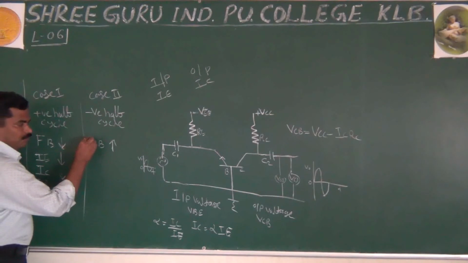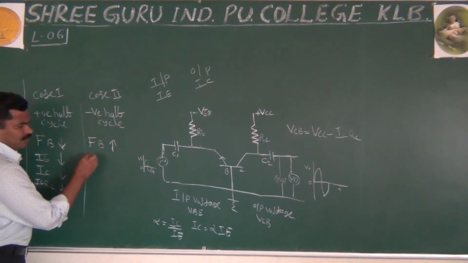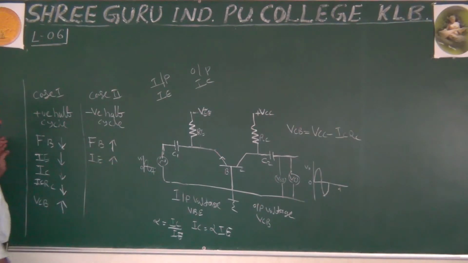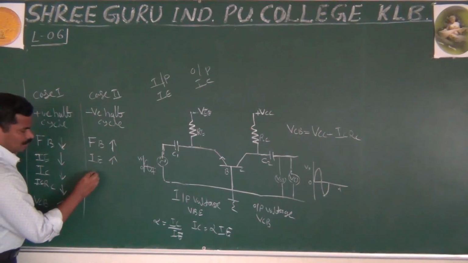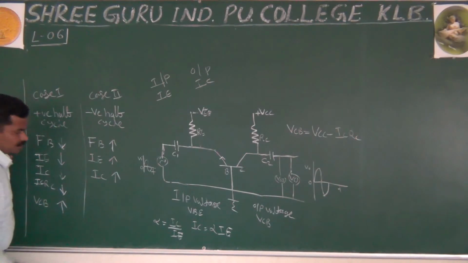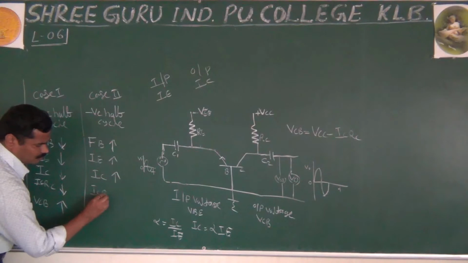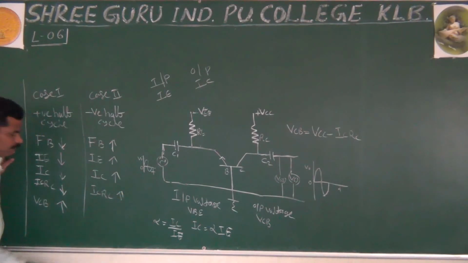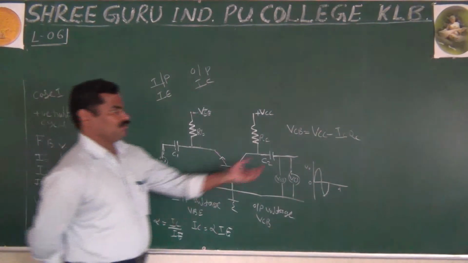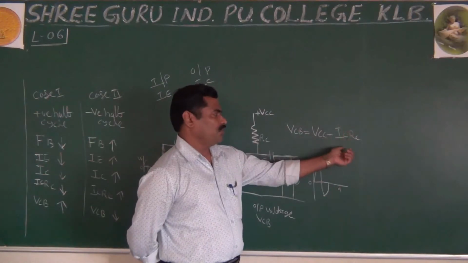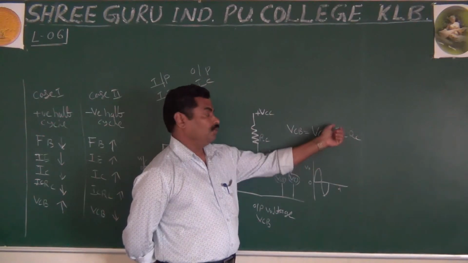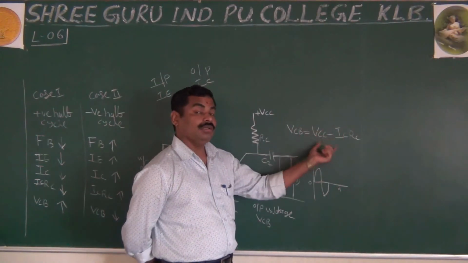And as we know, if the forward bias increases, then IE, the emitter current, the input current, will increase. Once the input current increases, the output current IC also increases. Then IC into RC also increases, and finally the VCB will decrease. Same according to the equation: here IC and RC increase, you will get a negative value, which means VCB will decrease.